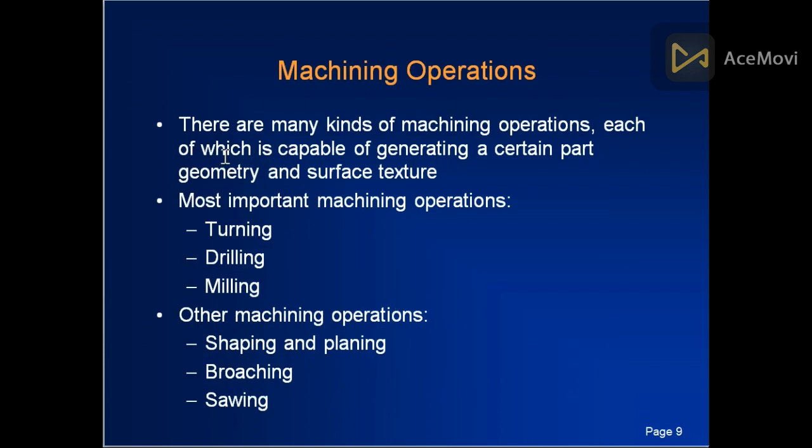There are some machining operations. There are many kinds of machining operations capable of generating certain part geometries and textures. The most important machining operations include turning, drilling, and milling. These are very important and the base of all others. Other machining operations are shaping, planing, broaching, sawing, etc. We will discuss them step by step as we go on.